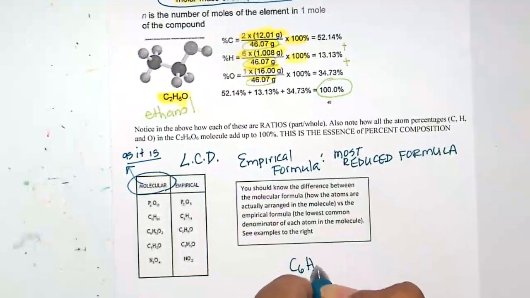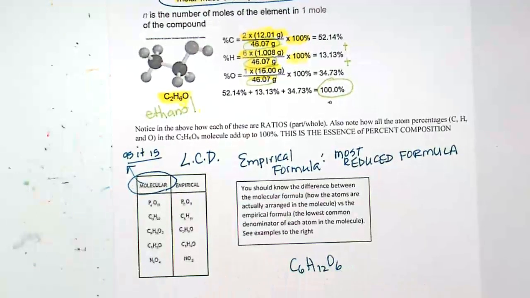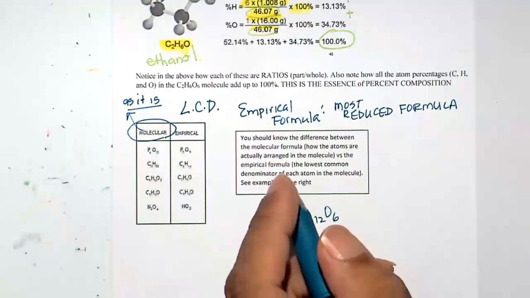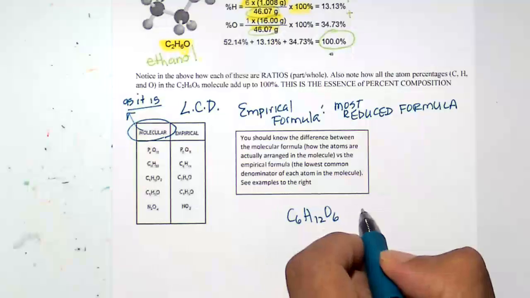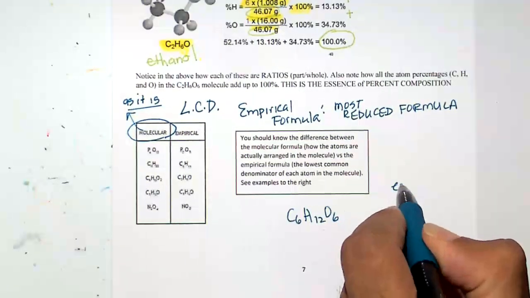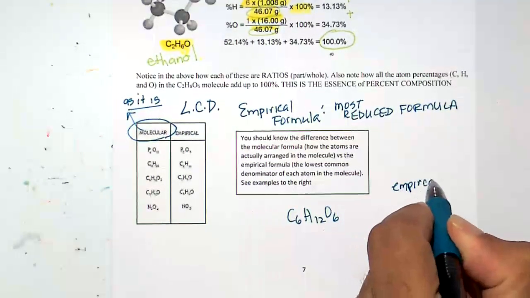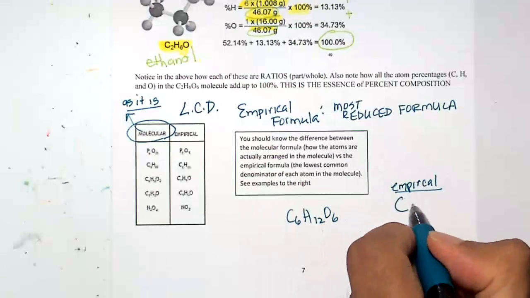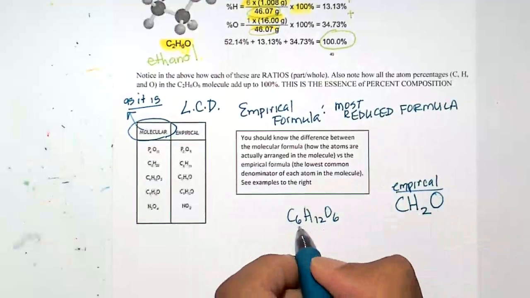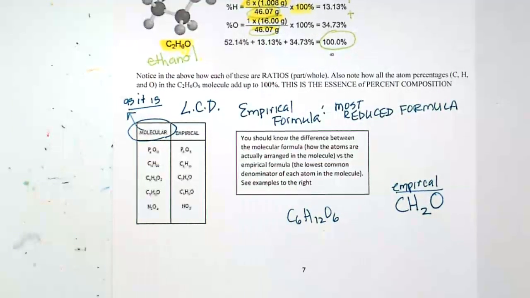So as an example, let's look at C6H12O6, glucose again. Is there a way we can reduce this? Yeah. How can we reduce this? Divide by 6. So we reduce this by dividing by 6. So the empirical formula is CH2O. We're dividing it by 6.